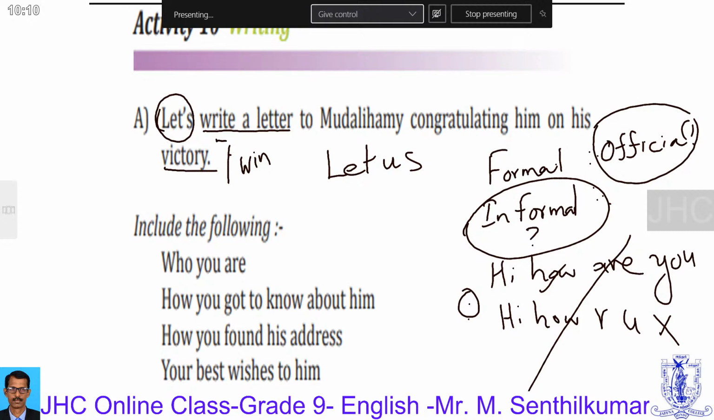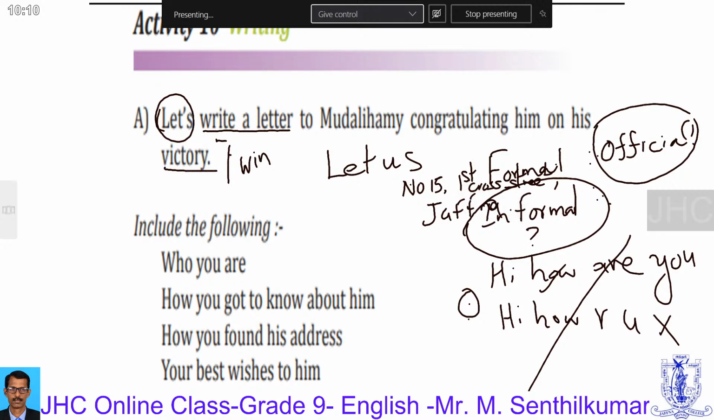Let's write a letter to Mudalihami congratulating him on his victory. Include the following. First, in letter writing, what do you write? Here you put your address: Number 15, First Cross Street, comma, you put it like that. First Cross Street, Jaffna.